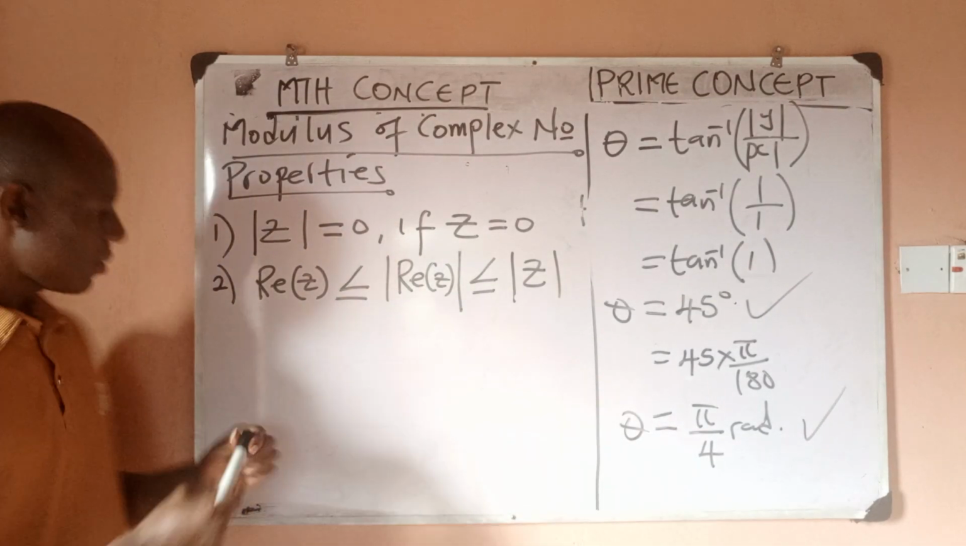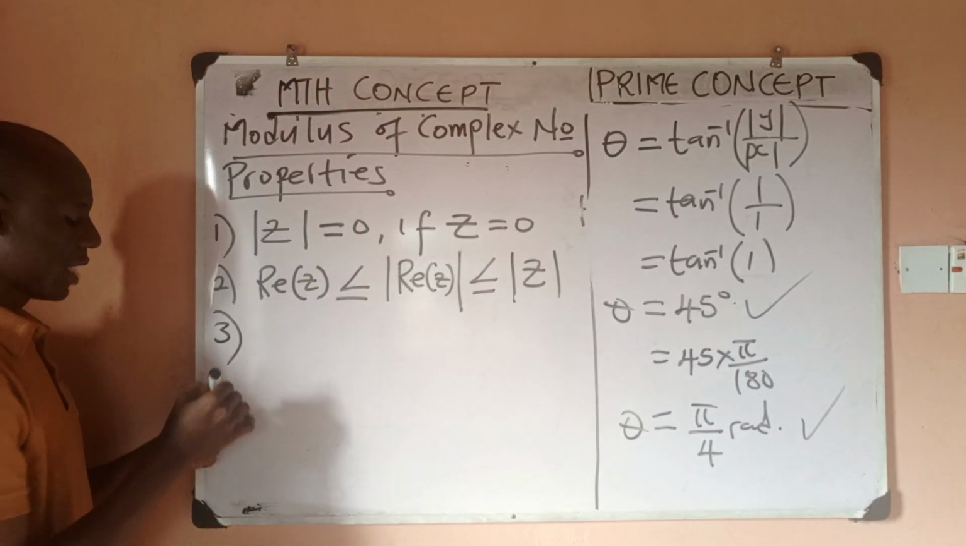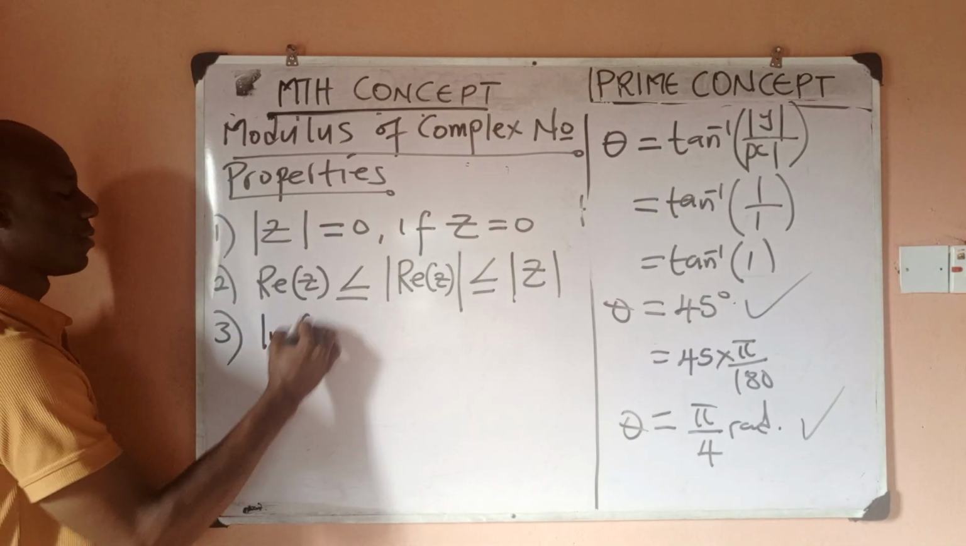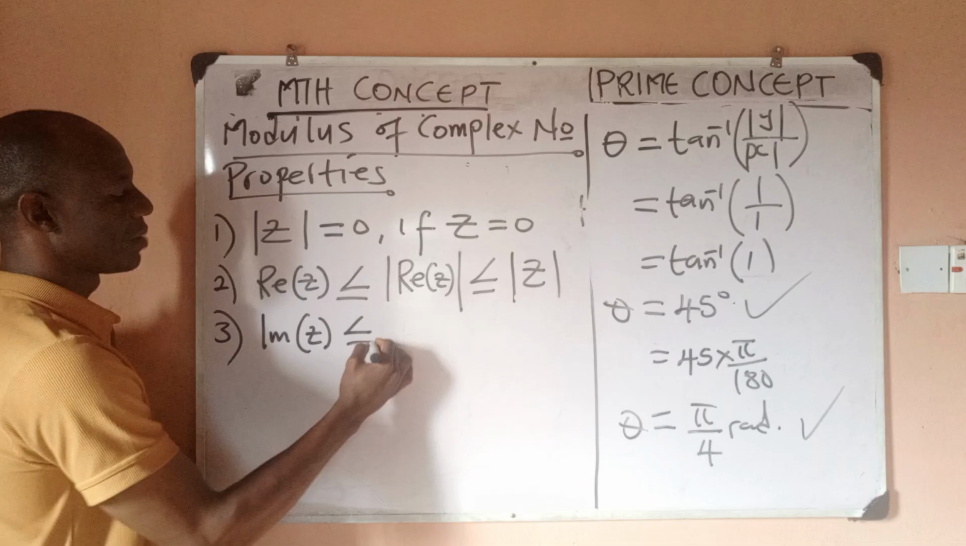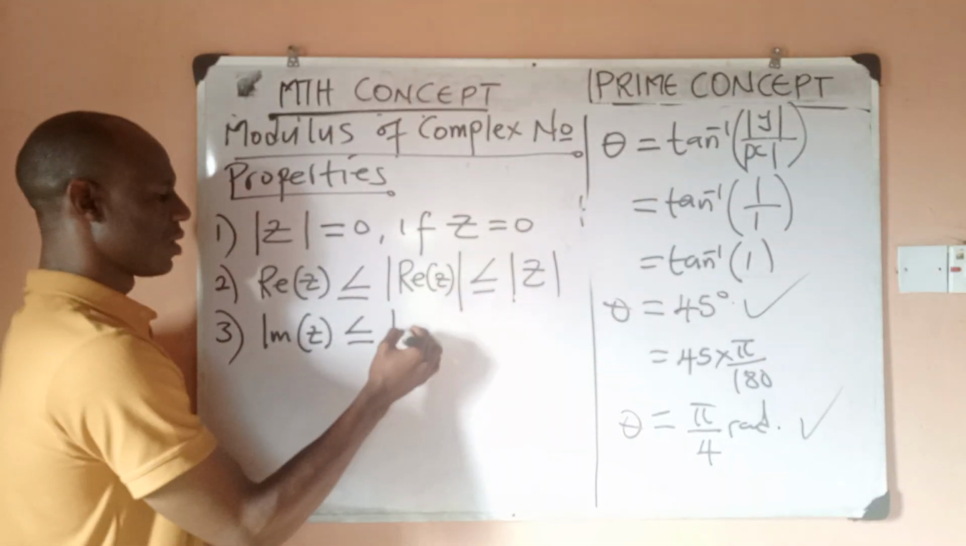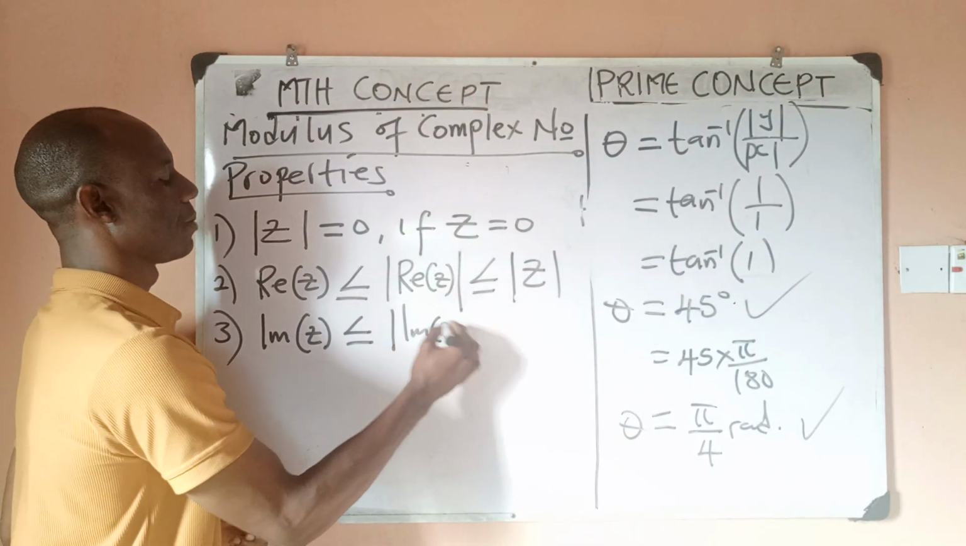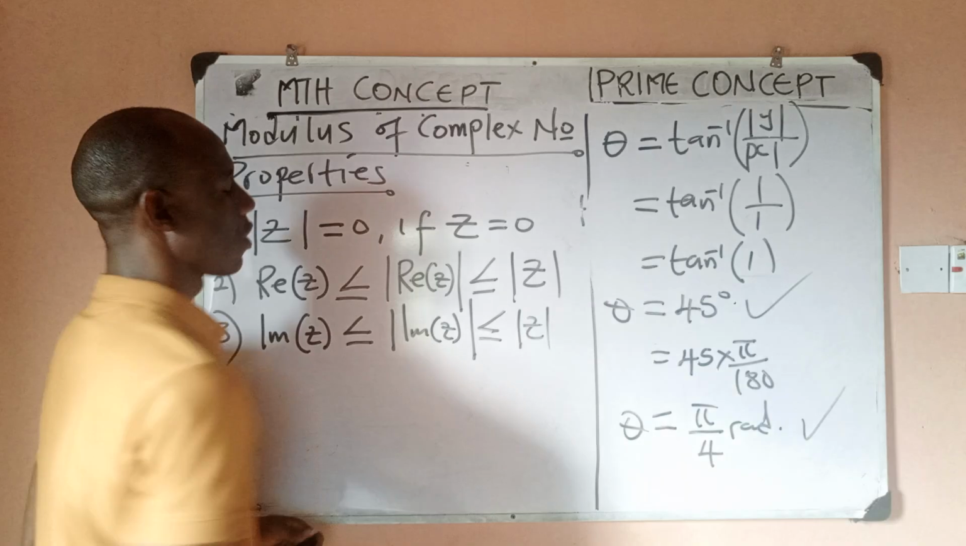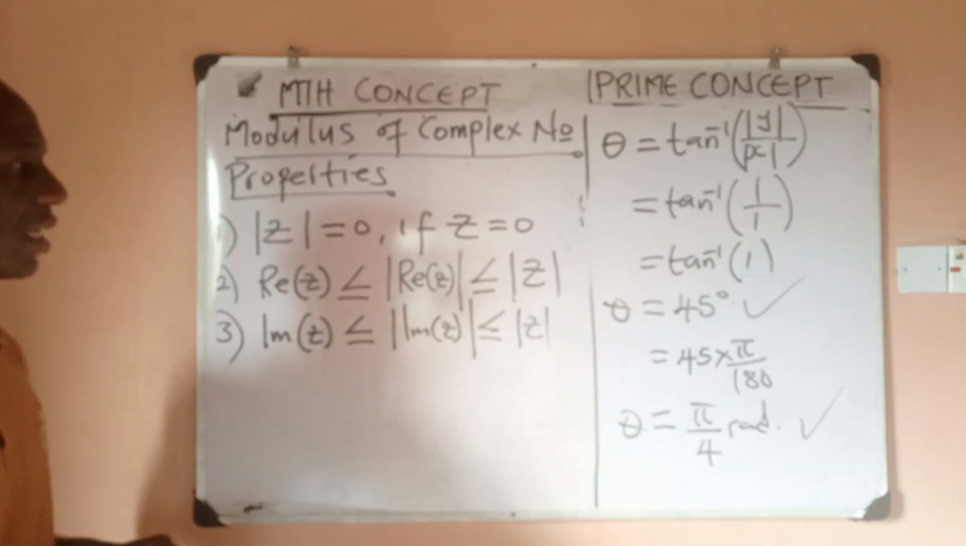Now, the same thing is applicable to the imaginary part. You can still say that the imaginary part of a complex number is always less than or equal to the modulus of the imaginary part, which is always less than or equal to the modulus of the complex number itself. Same scenario.